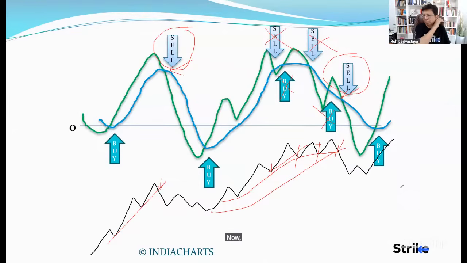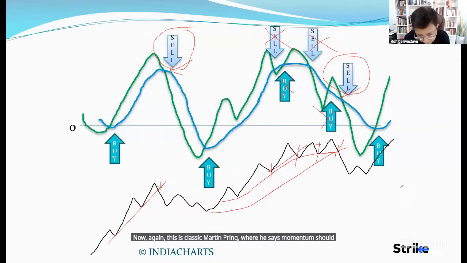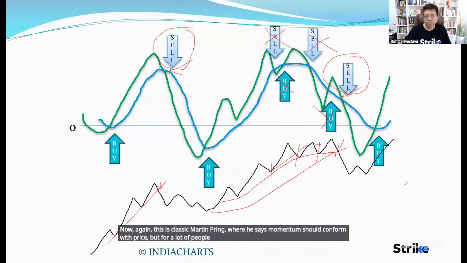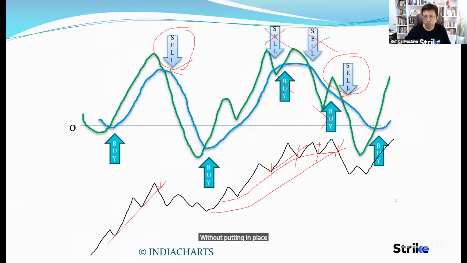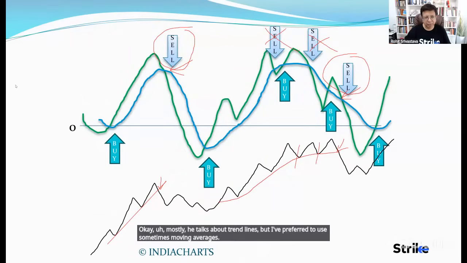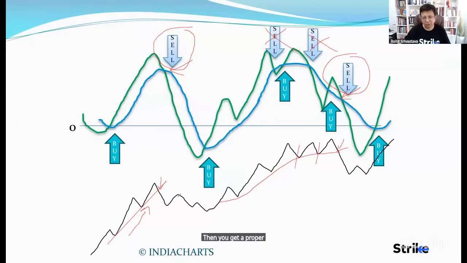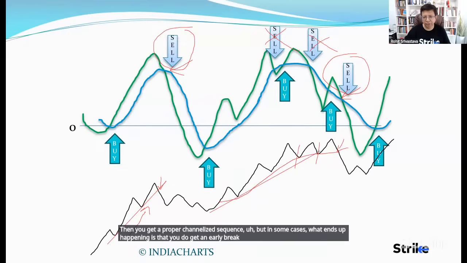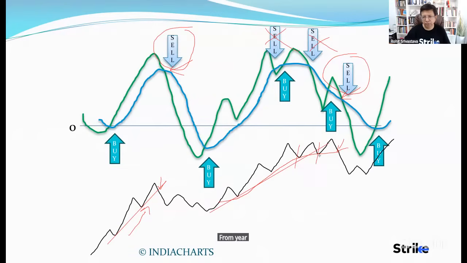Again, this is classic Martin Pring, where he says momentum should confirm with price. But for a lot of people, this second aspect is missing. We're just looking at indicators giving buy sell signals without putting in place a tool for confirmation. Mostly he talks about trend lines, but I've preferred to use moving averages sometimes because trend lines do sometimes break. In certain cases they are perfect like this, when you get a proper channelized sequence. But in some cases you do get an early break. If I draw this trend line from here to here, it may break over here.